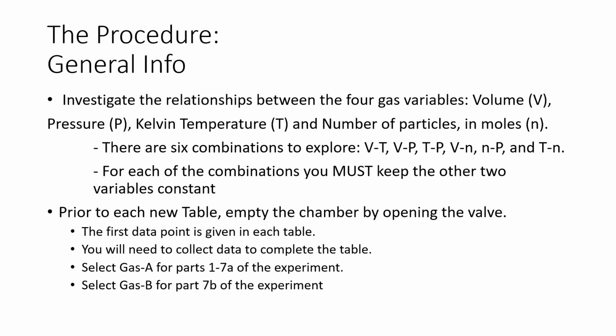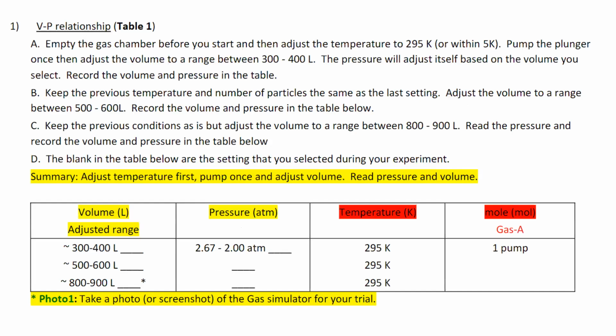We're going to select gas A, which is what is selected by default for parts 1 through 7A. And then for table 7B, we'll switch to gas B. All right, let's look at table 1, which is investigating volume and pressure. The instructions are here for exactly what to do, and we'll go through that as we go back to the simulator in just a moment.